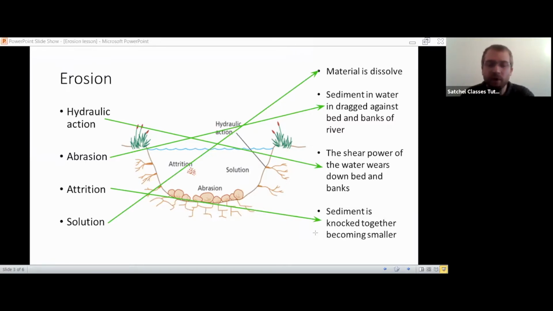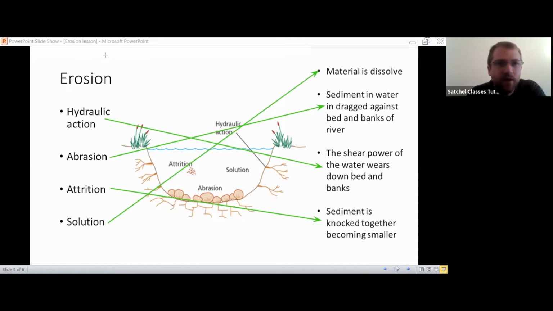So when sediment is being carried in the water, it can be ground together. So it doesn't have to be floating. It can be at the bottom of the river as well, at the bed of the river. But that's where they're grinding past each other. So it's not the bed and banks of the river that are getting eroded. It's the sediment within the river that gets eroded as the water knocks particles together.